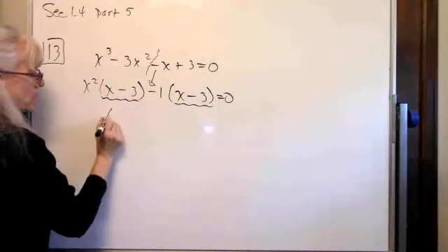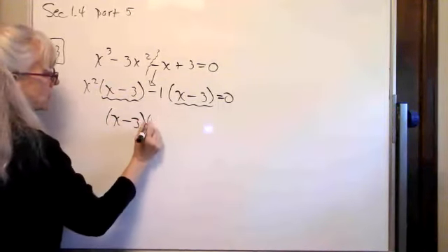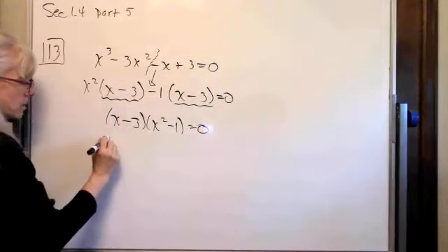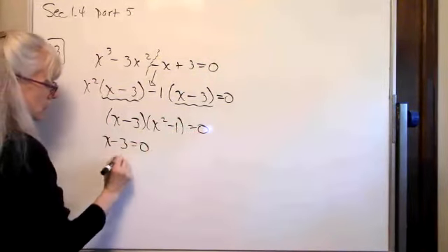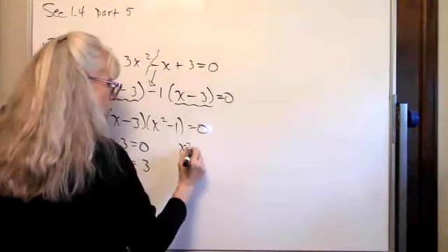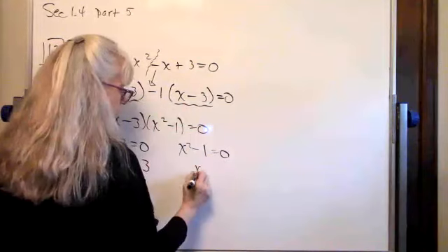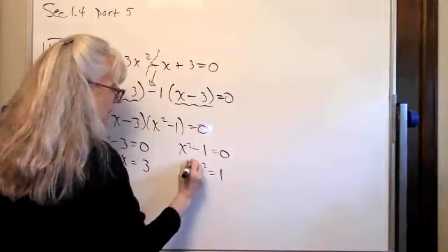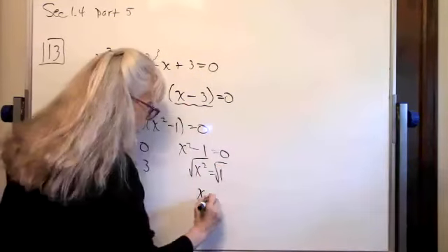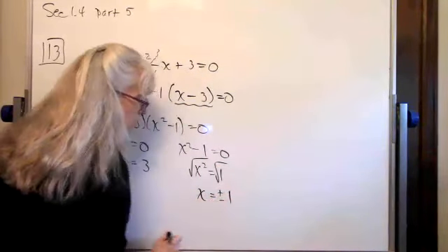Because they're the same, we're going to pull them out in front. Left over is the x squared minus 1. We'll set each factor to 0. So x minus 3 equal to 0 gives me a value of 3 as a solution. X squared minus 1 equal to 0 is going to give me x squared equal to 1. This time I can square root both sides without having any issues. And the square root of 1 is 1, but don't forget your plus or minus.